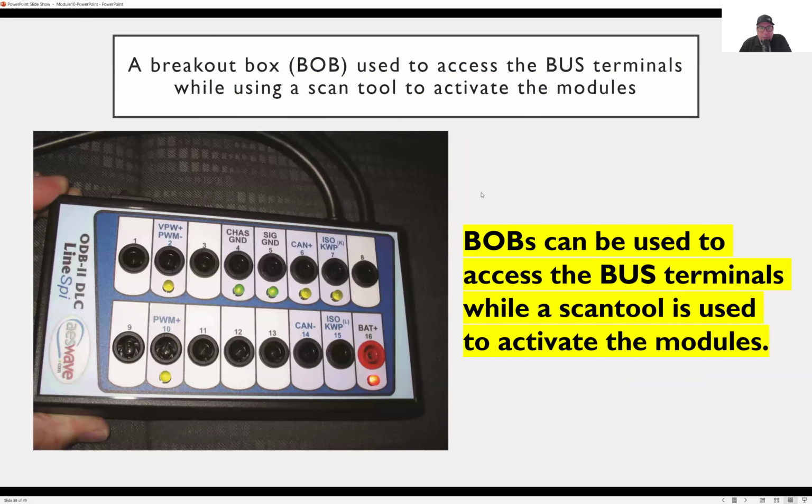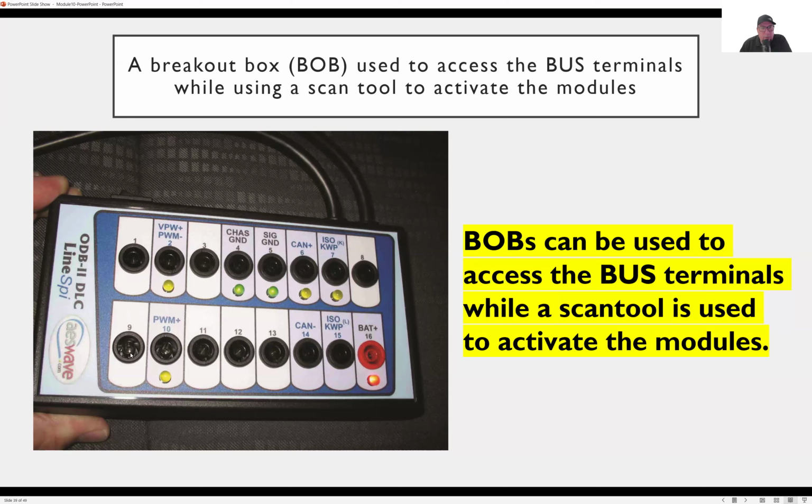Sorry, I skipped that one. Breakout boxes. This is a breakout box, also known as a BOB. These are just terminal extensions, so to say. You unplug the module, you plug the module into the breakout box, then you plug the breakout box back into the module. So it kind of makes a path, like a series path, where you can check the connectors.